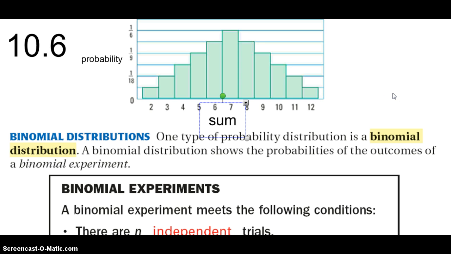Of course, the most unlikely or the lowest probability is 12 and 2, because the only possible way to roll those is to get a 6 and a 6 or a 1 and a 1. There's no other combination. Highest probability is a 7 because a 7 has multiple ways to add up to 7. You can have a 6 and a 1, you can have a 5 and a 2, and so on.